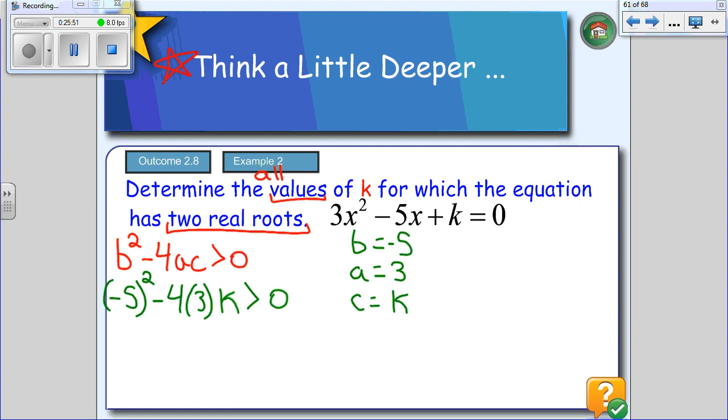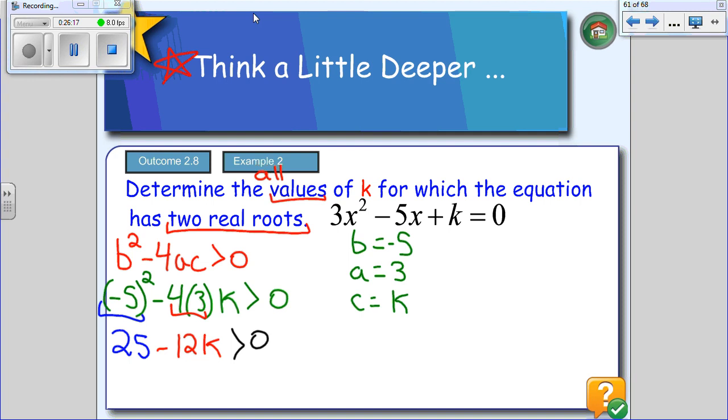So that's 25. The next thing I would do is multiply 4 and 3. So negative 12k. I want that to be greater than or equal to 0. That might seem silly to some people, but make sure you multiply those numbers together. You've got to figure out what the coefficient is. Now you just have to rearrange for k.